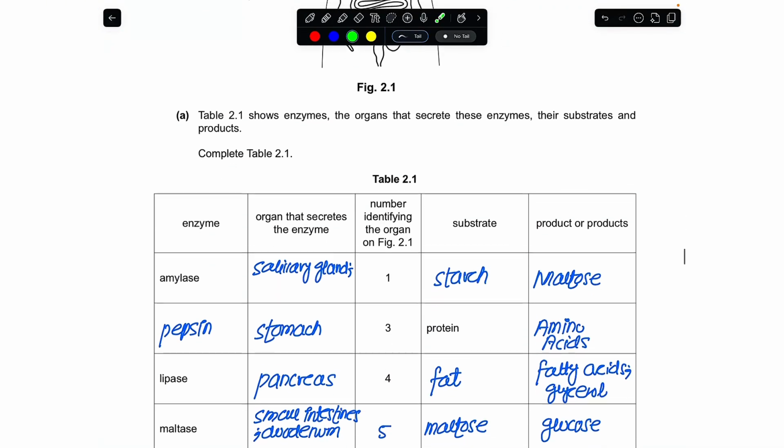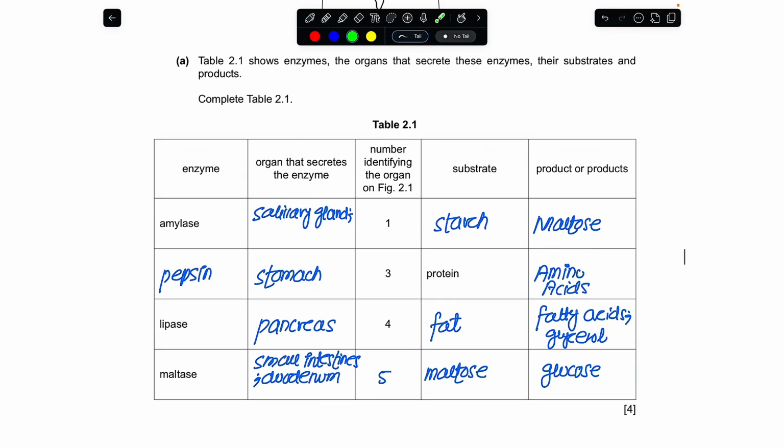What the examiner is asking is that we need to complete the table, where we are required to fill in the name of the enzyme, the organ where the enzyme would be secreted, the number they have already given us in the table, like 1, 3, 4, we just need to fill the last number, the substrate the enzyme would be working on, and the product or products of the digestion.